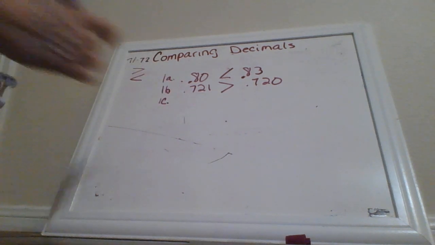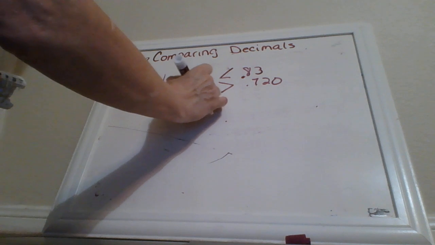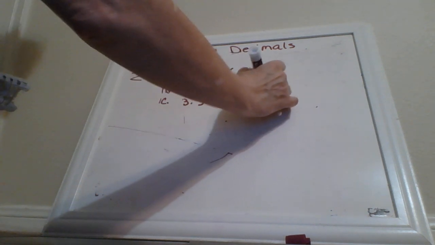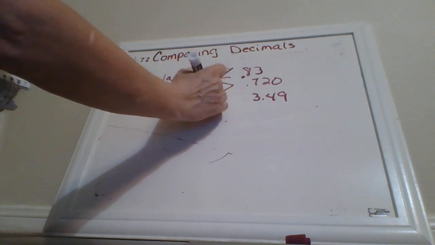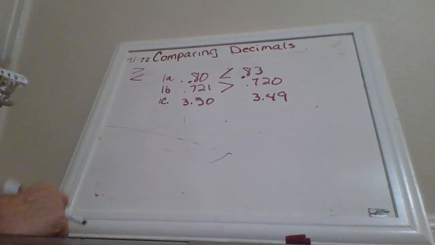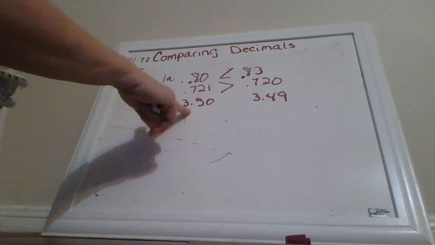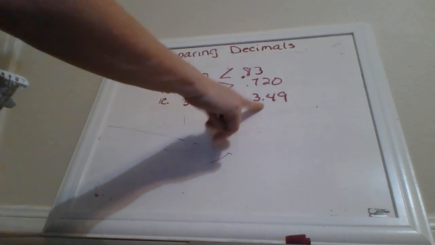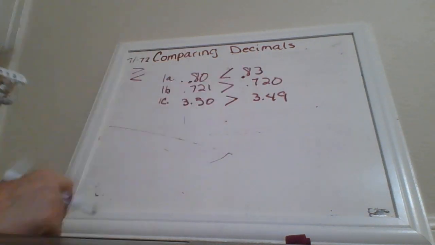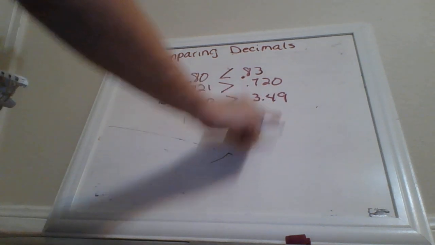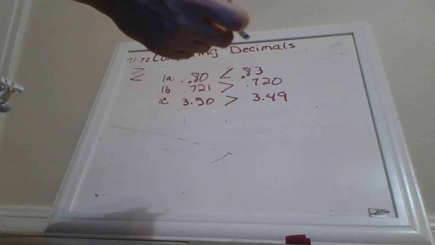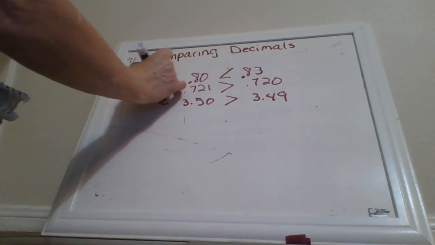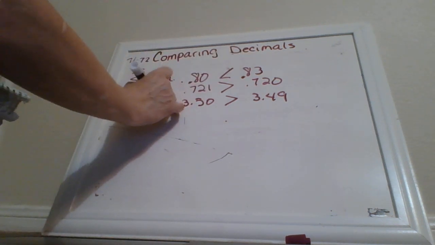C is 3.5 and 3.49, and since this ends in the hundredths, you need to make this end in the hundredths. So now you have 3.50 is bigger than 3.49. So 3.50 is greater than 3.49. I keep putting those ones there, but those are 5s. My apologies.